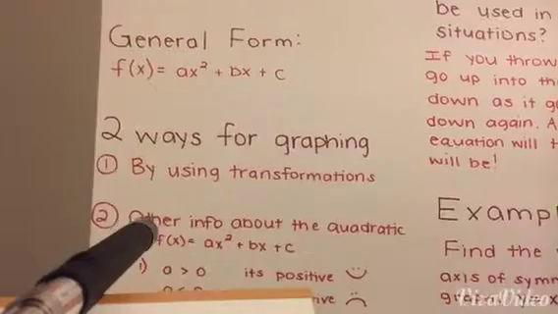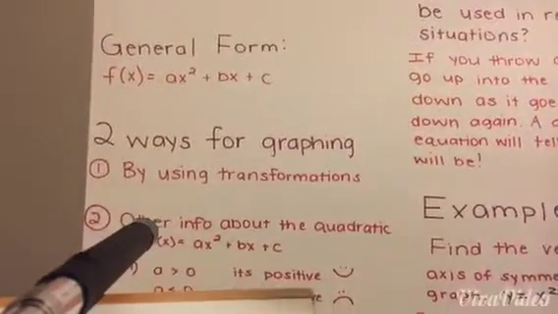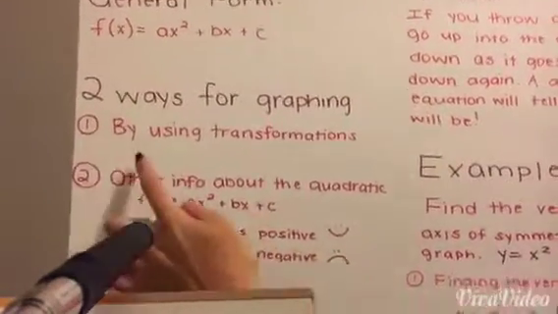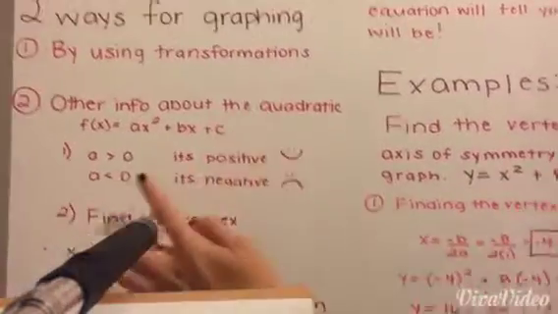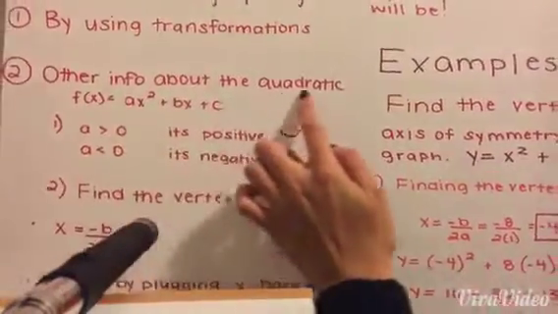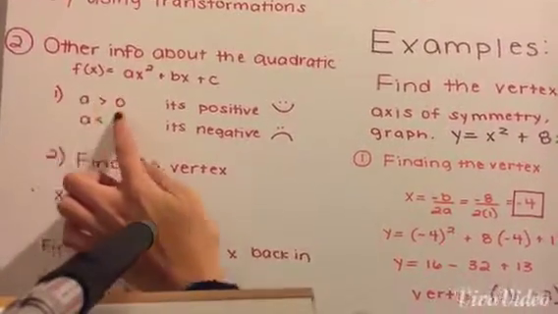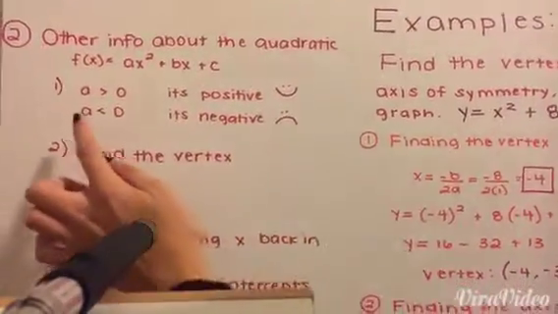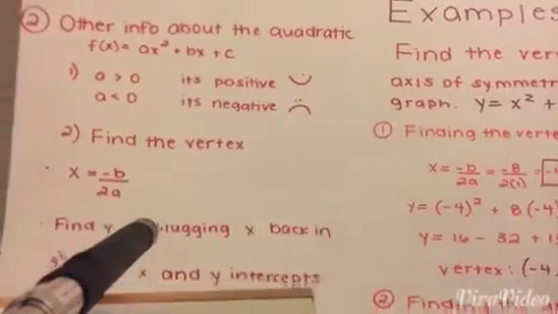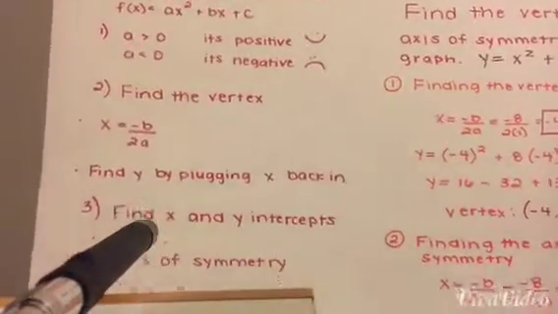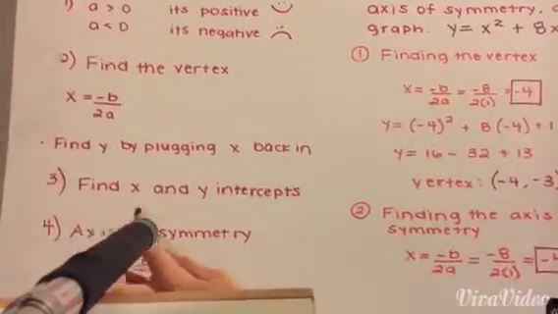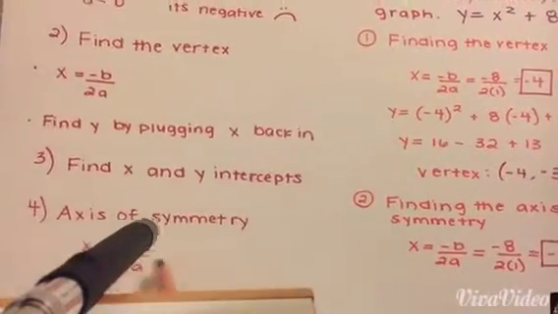For those of you who forgot how to graph quadratic functions, there are actually two ways for graphing. One is by using transformations. The second is using other information about the quadratic. For instance, if a is greater than 0, it will be a positive graph. If a is less than 0, it will be a negative graph. Other methods you could also use are finding the vertex, finding the x and y intercepts, and the axis of symmetry.